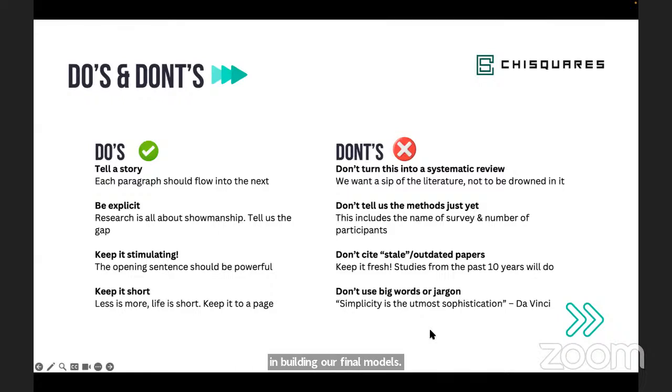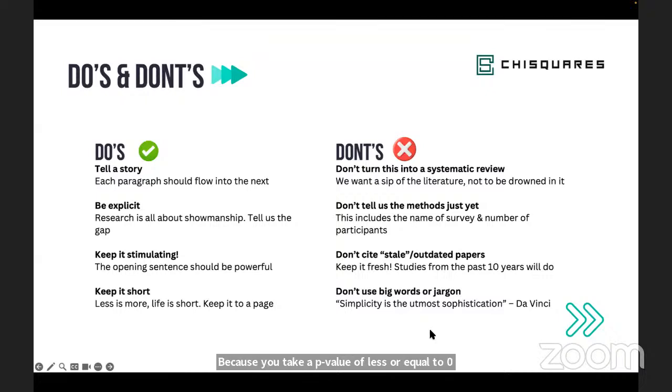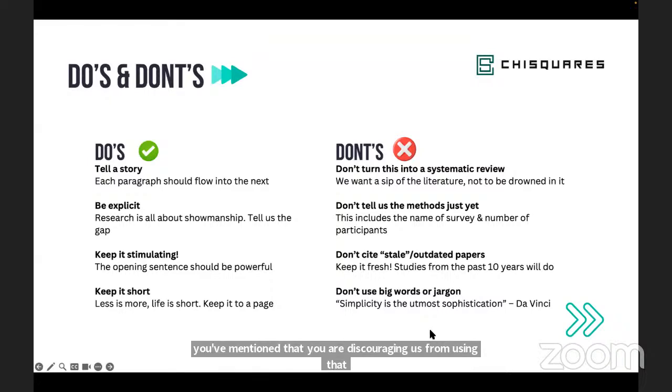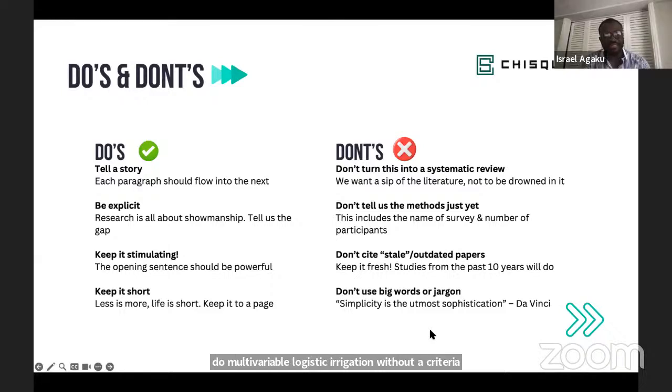Because most of the time, that's the most suitable way, because you take a p-value of less or equal to 0.2 and subject it to multivariable, so either stepwise logistic regression to build your final model that's going to be subjected now to the multivariable logistic regression. Because you've mentioned that you are discouraging us from using that, I was wondering, how am I going to do multivariable logistic regression without a criteria for analyzing the other variables?